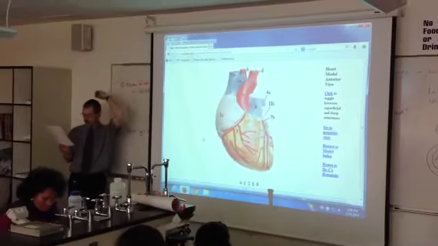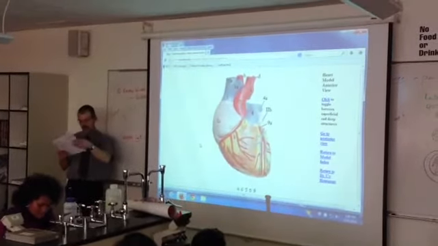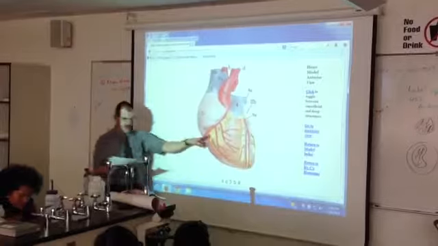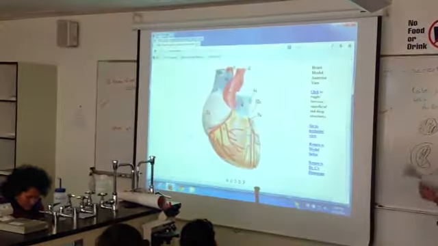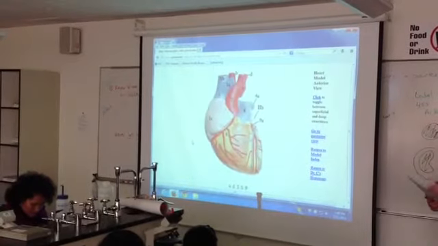Fluid, serous fluid. Very good. Go back to 231 and review that again. What do you call the muscle of a heart? Myocardium. Very good. So the sac it's in is the pericardium, the muscle is the myocardium.